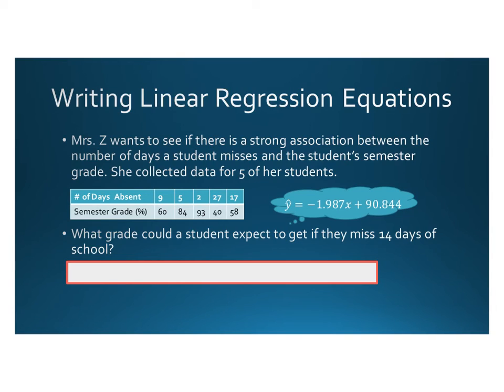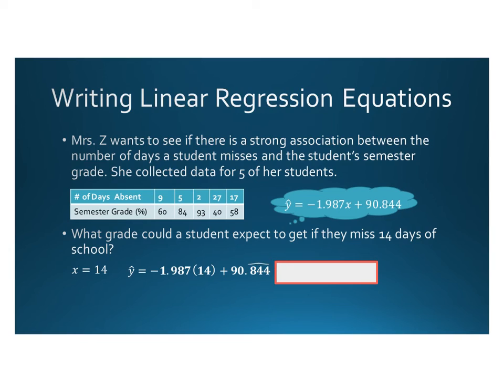Well, the 14 days of school, what variable does that go with? Hopefully you recognize that means our x value was 14. And we're going to use our model from the previous slide to obtain the semester grade. So notice we're going to take our model and replace the x with the 14. I don't know why there's a hat over the 90.844. It should not be there. When we use the calculator to obtain our predicted value, notice we do get around 63%.